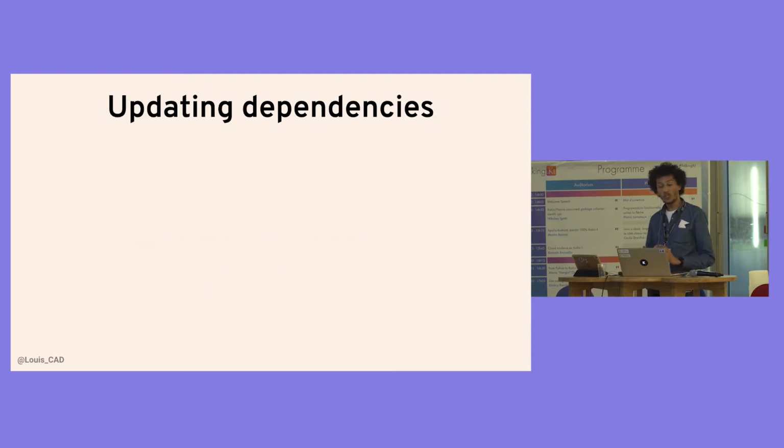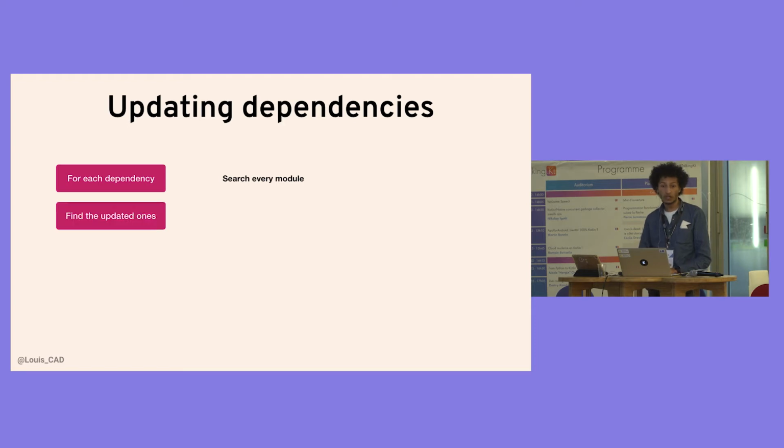But refreshVersions, as you can guess from the name, focuses on the versions of the dependencies. So I will focus only on the updating of the dependencies. So today, if you want to update dependencies, for each dependency, you will need to search every module. If you have a multi-module Gradle project, you will need to find which ones are being updated.